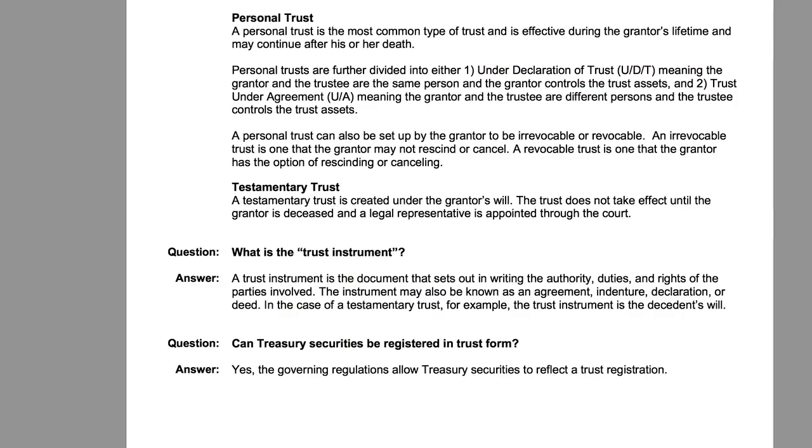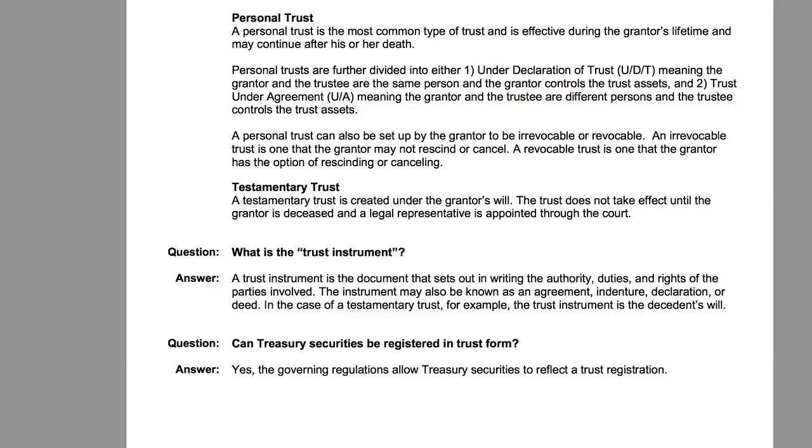Personal trusts are further divided into either under declaration of trust, meaning the grantor and the trustee are the same person, and the grantor controls the trust assets. So again, we talked about the certificate of live birth and the particulars under there, the accounts and the chattels that are created that are deemed by definition of heirlooms and money connected to estates. They are deemed by definition real estate. Who is the grantor of all of those particulars? Is it you? Is it the infant?